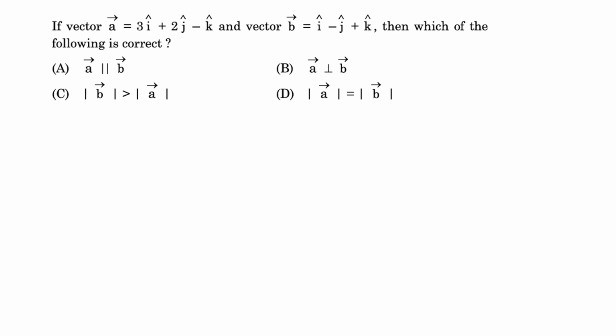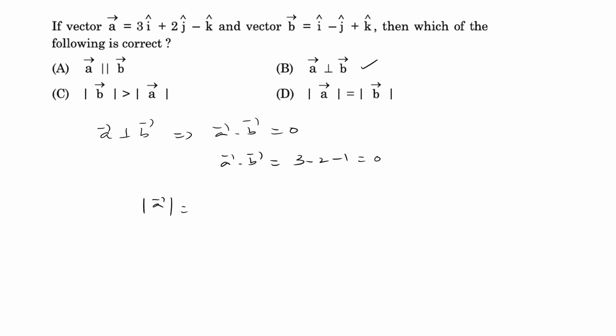Then if A vector is perpendicular to B vector, then A dot B should be equal to 0. Let us verify. A dot B is equal to 3 minus 2 minus 1, which is equal to 0. So the correct option is option B. Let us also verify option C and option D.